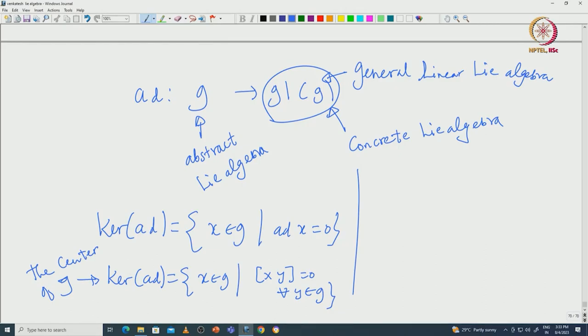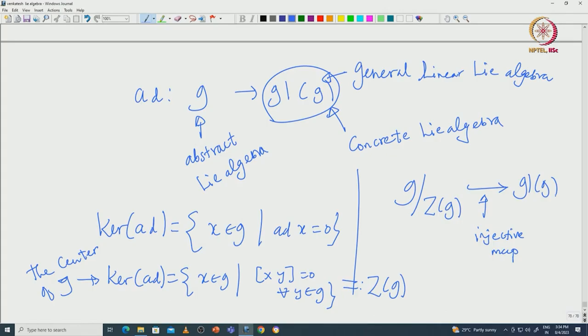And what one can prove immediately using the first isomorphism theorem is that g modulo the center, usually denoted z of g, is the definition of the center. If you go modulo this center, then this sits inside gl(g). This notation means an injective map. So modulo the center, you can embed any of these Lie algebras inside a general linear Lie algebra. But here we are talking about a very particular general linear Lie algebra.